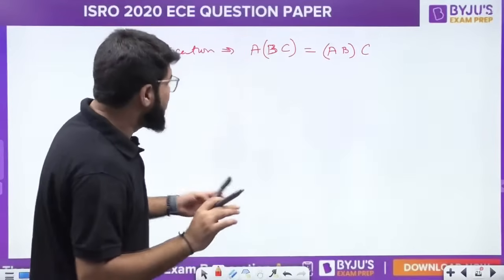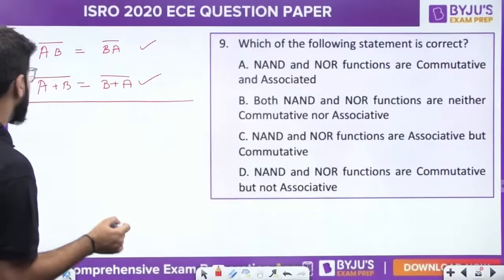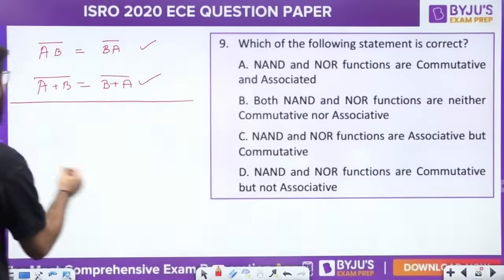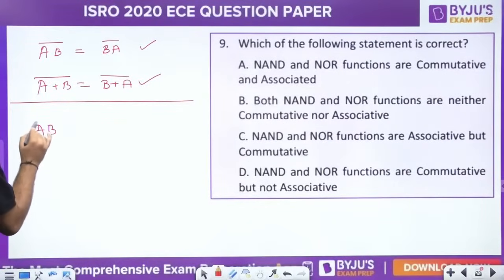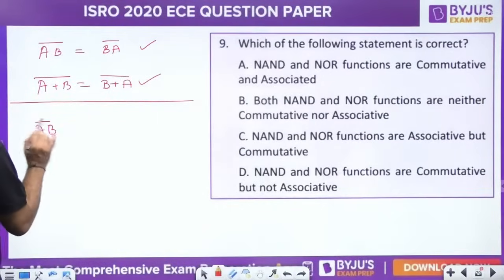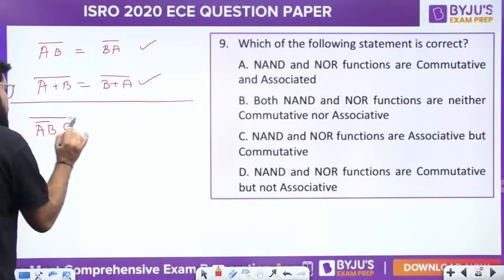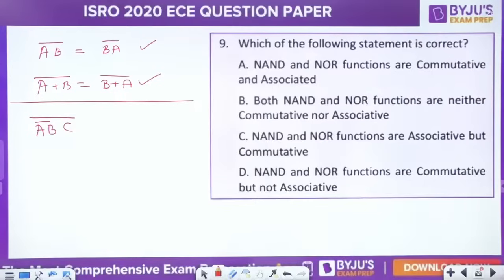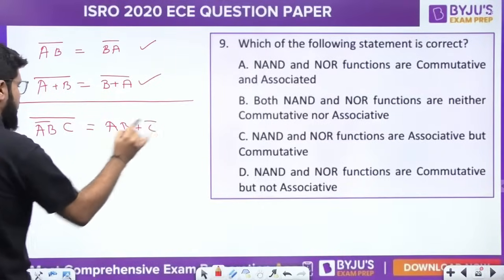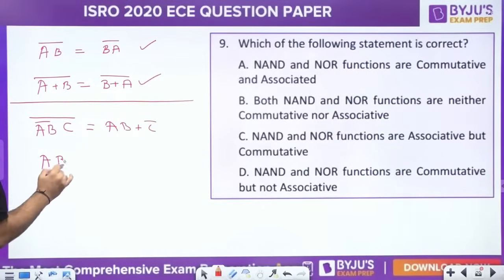But what about NAND and NOR? Let's check. If you know the properties, you must be able to write the answer directly. Otherwise, I will tell you. So A into B whole bar. For associativity, first take the NAND of AB and then take the NAND of the result with C. What is this answer equal to? When you apply De Morgan's, it becomes AB plus C bar. On the other side, first I will take the NAND of BC.